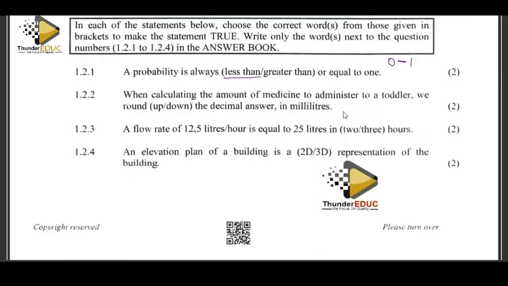Okay. When calculating the amount of medicine administered to toddlers, we round up or down the medical answer in millimeters. We have to round down to avoid what? Overdose.